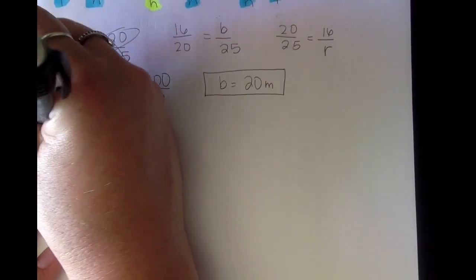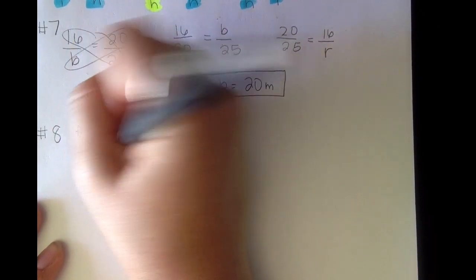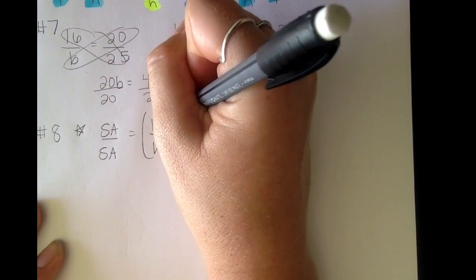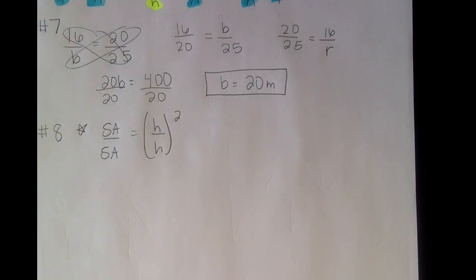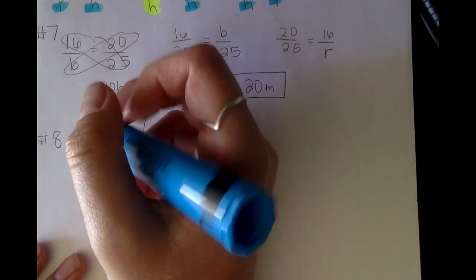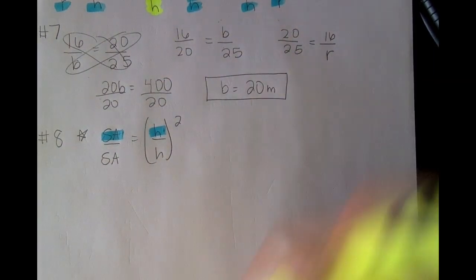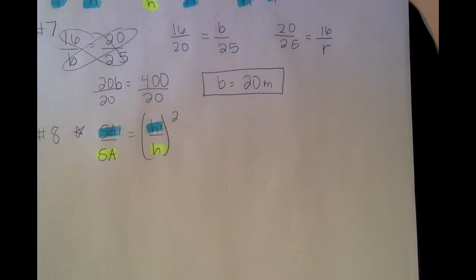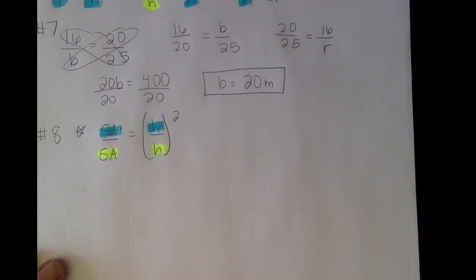Number 8 is special because you have to use that the surface area over surface area is equal to h over h squared. Just make sure that if this is the surface area of my first shape, then this is the height of my first shape over the surface area of my second shape over the height of my second shape. And so now it's really just plugging in and chugging along.